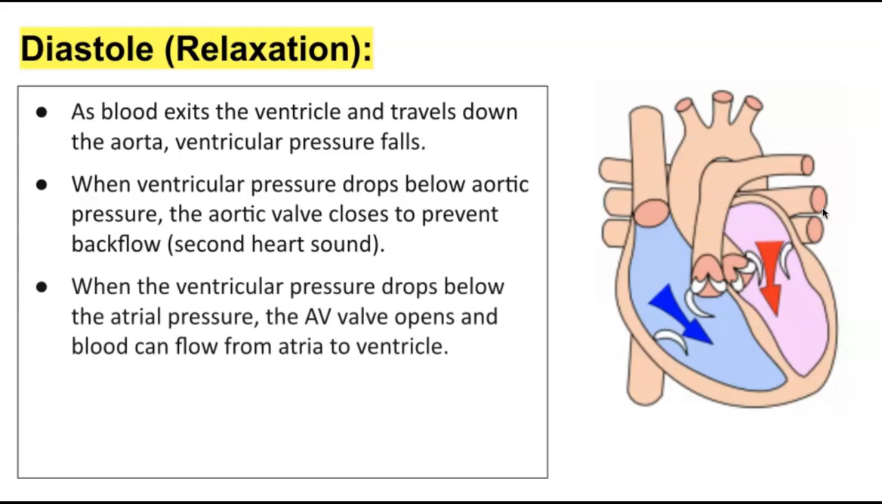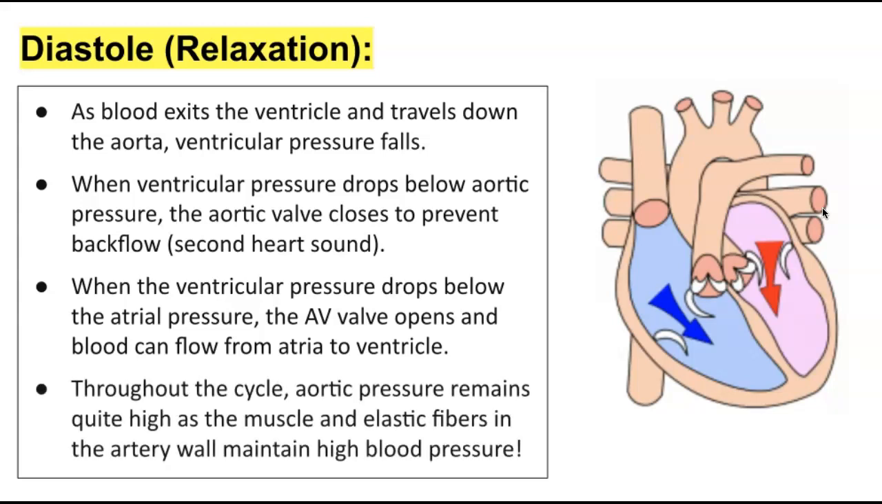And when the ventricular pressure drops below the atrial pressure, then that's when the AV valve is going to reopen, blood is going to flow from the atria to the ventricle, and the cycle essentially starts again.